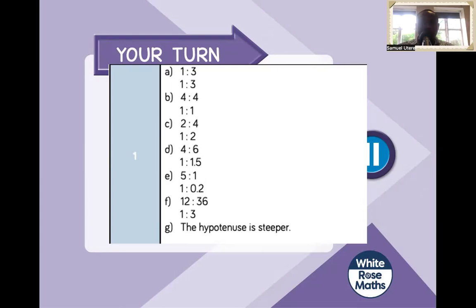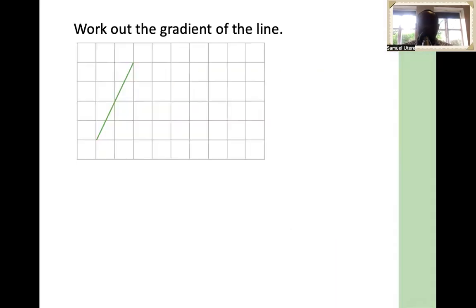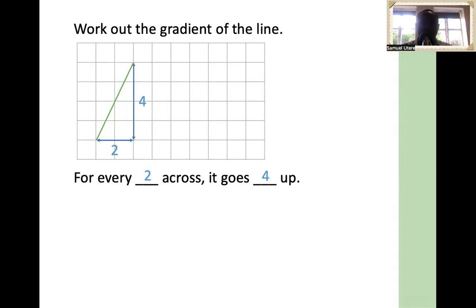Let's do some new learning. If we're asked to work out the gradient of the line, we need to use this sentence: for every number across, it goes up. So the gradient is defined by the amount you go across before you go up to meet the line on your graph. For every 2 across, we have to go 4 up. For every 1 across, it goes up by 2.